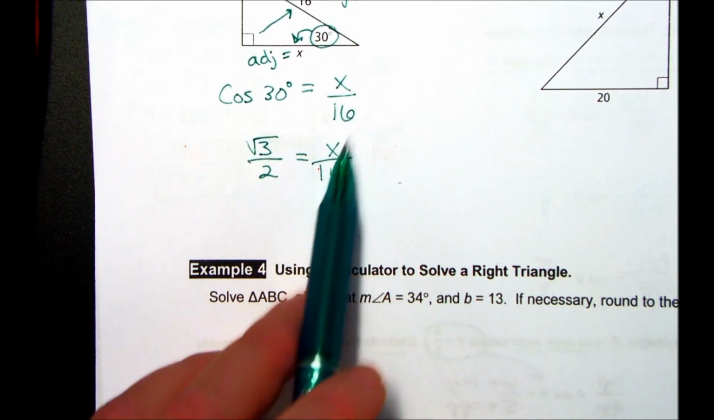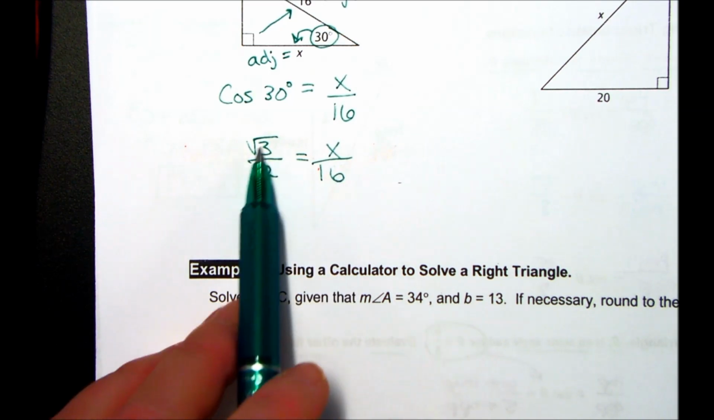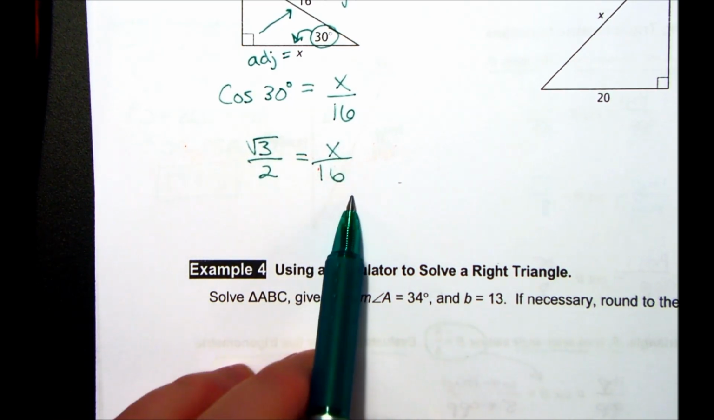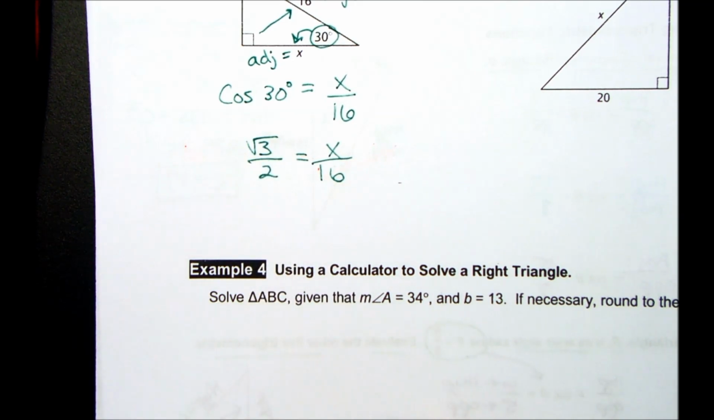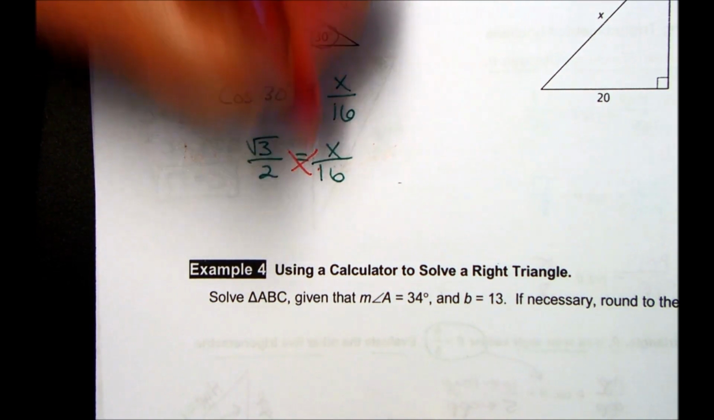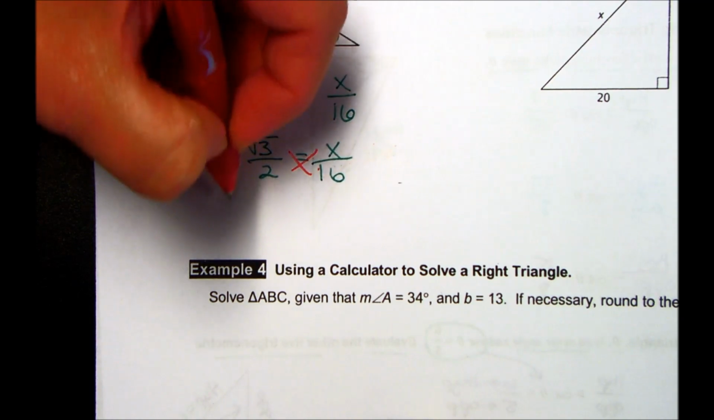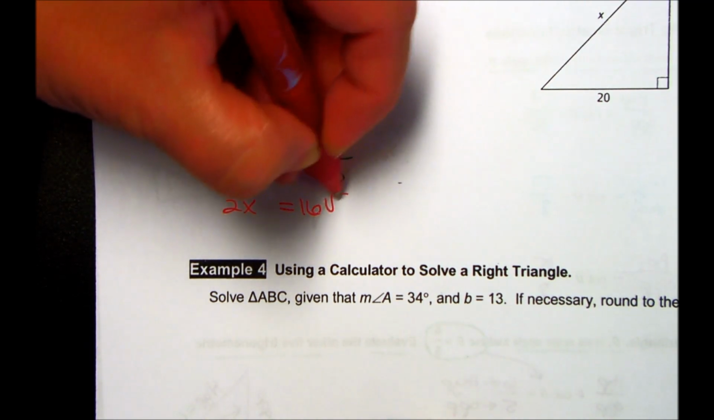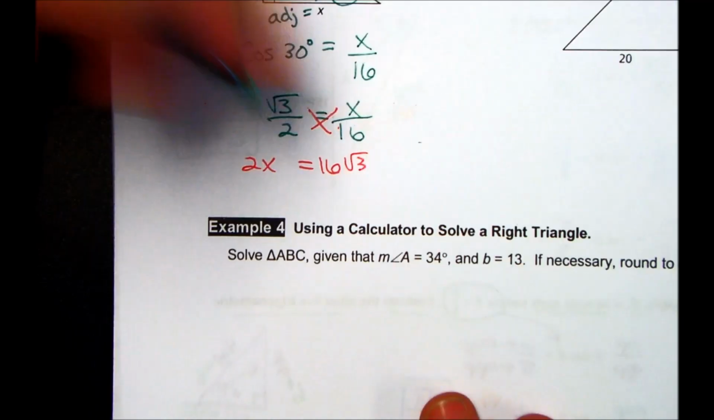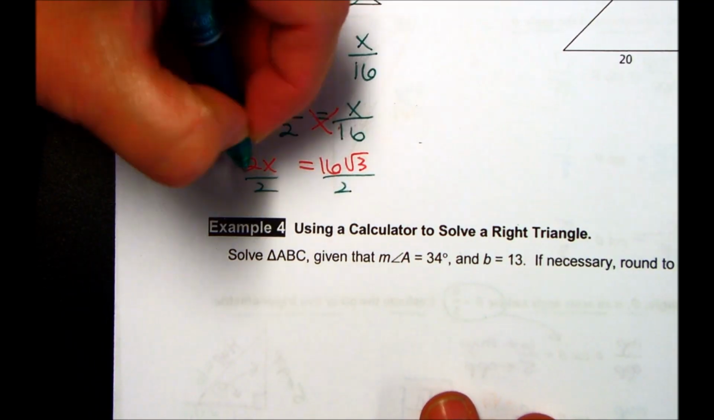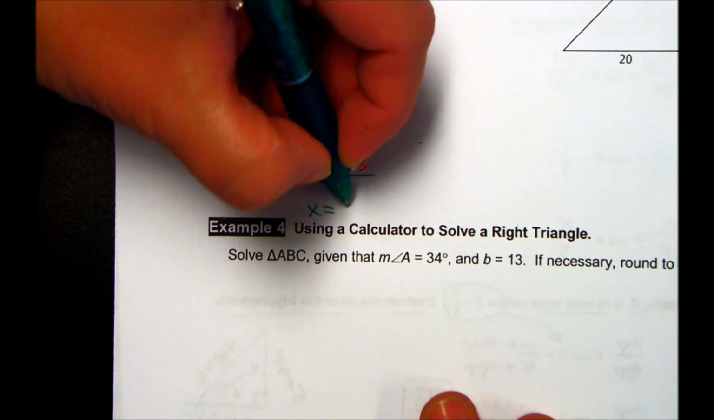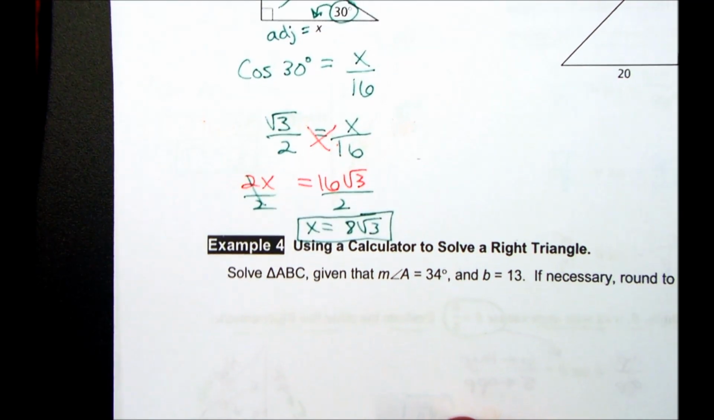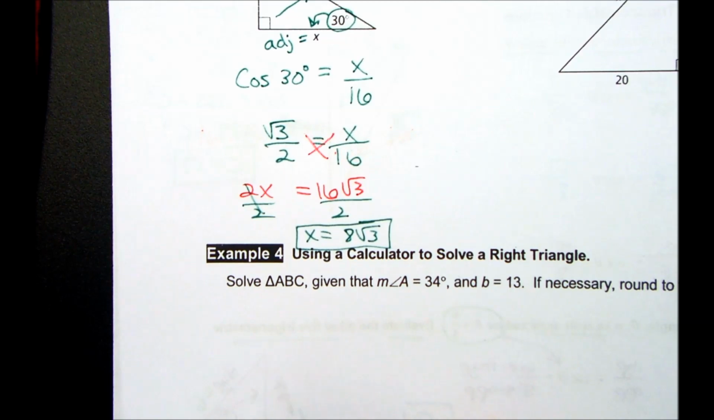So that would equal x over 16. That proportion should equal that ratio. If we cross multiply, we can then solve. 2x equals 16 square root of 3. Then divide by 2, and we get x equals 8 square root of 3. And that is our answer, and we didn't need a calculator at all.